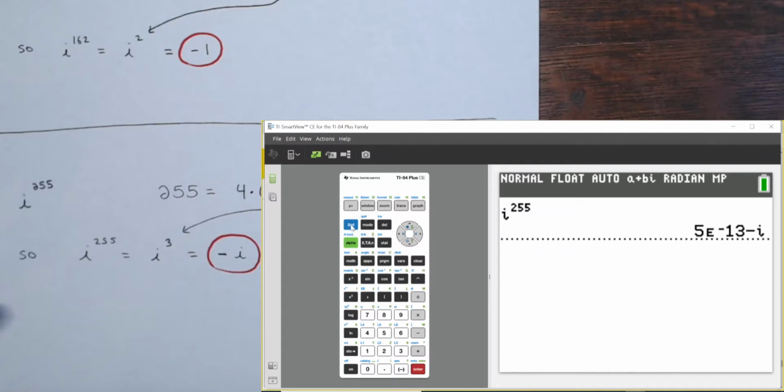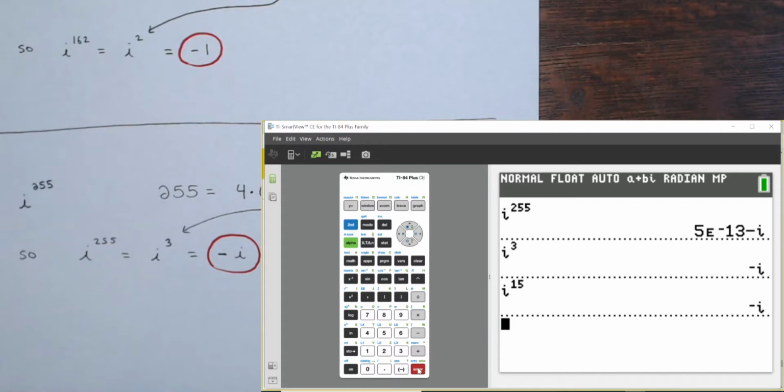Because if I do just i to the 3rd power, it's -i. If I do just i to the 15th power, it's -i. Just the higher powers get, the more involved the calculation gets, and some rounding errors happen in calculators, but still it's just basically minus i. We are correct.